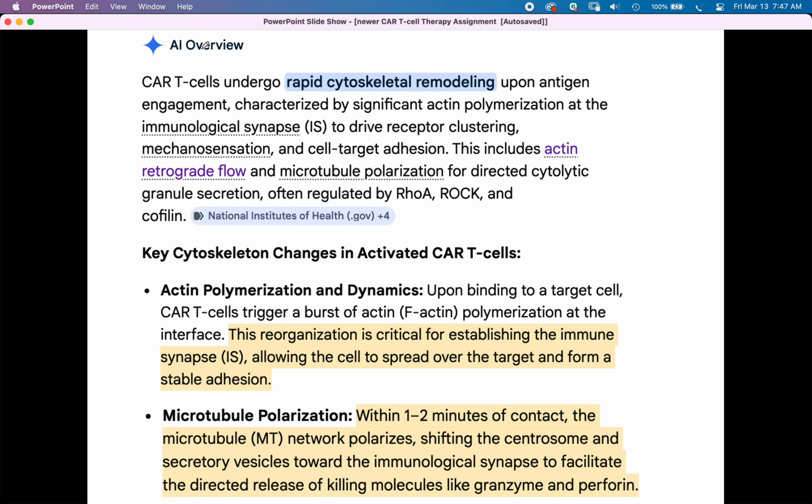So the CAR T cells undergo rapid cytoskeletal remodeling upon binding to the target cell. And actin polymerization, this reorganization is critical for establishing the immune synapse. That's that gap, and we don't need to know that term, allowing the cell to spread over the target and form a stable contact. Then within a minute or two of contact, the microtubules reorganize, shifting everything towards secreting molecules, bringing molecules to that area. That's that connection area.